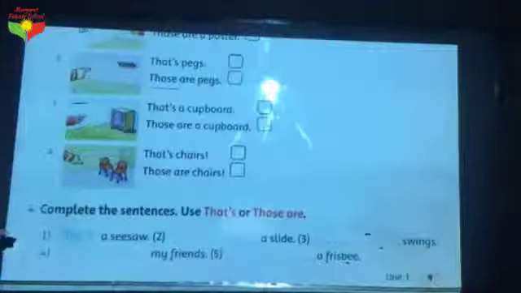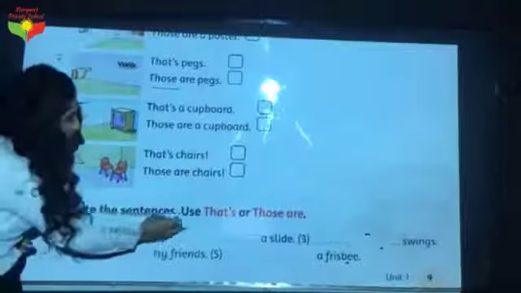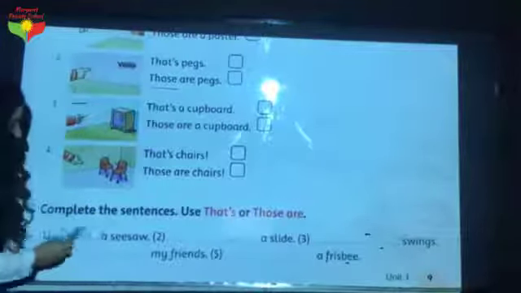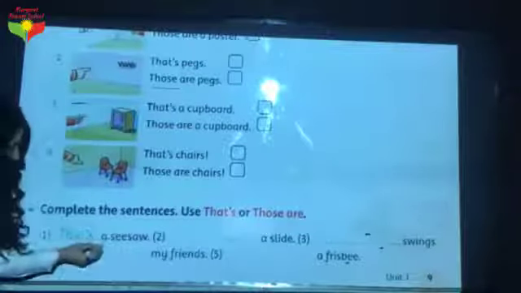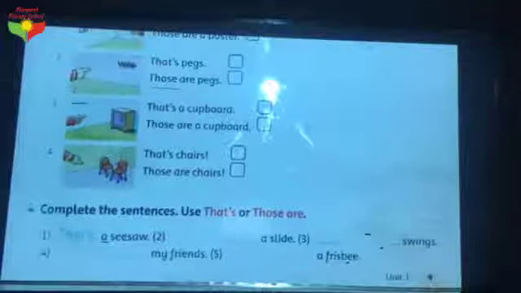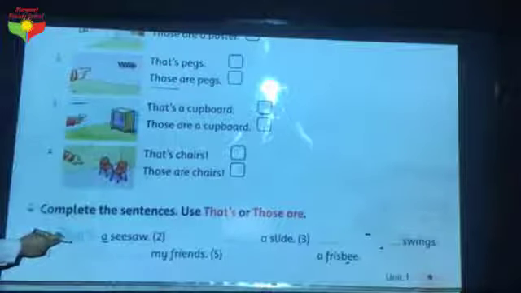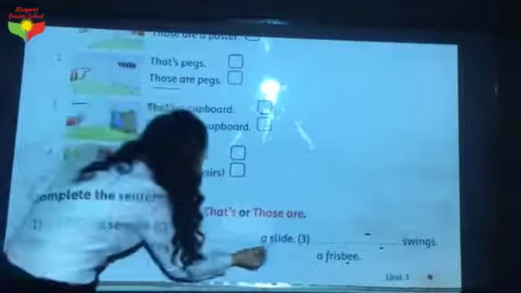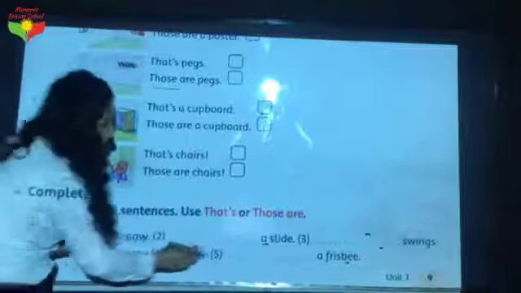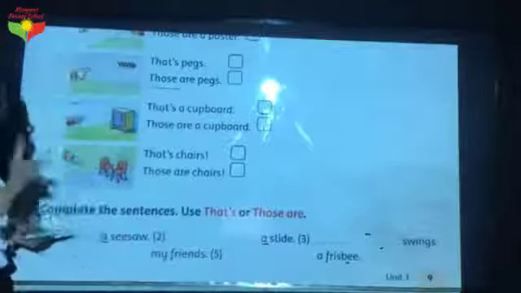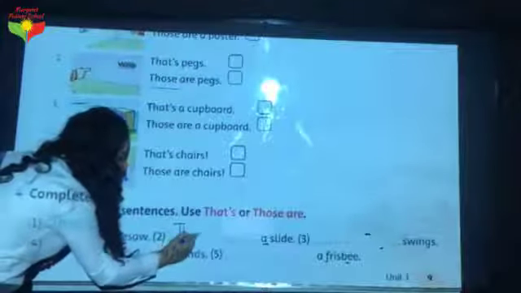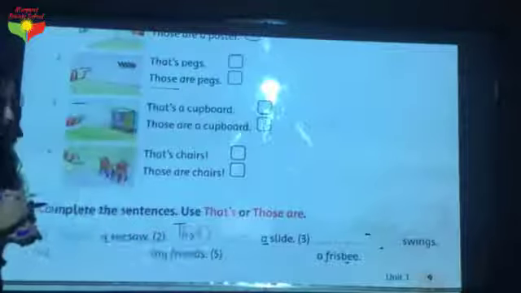Okay, now look at this exercise. Complete the sentences. Use that or those are. The first one. A seesaw. This means that we have only one seesaw. That is why we should write that. The first one was done. Let's go to the second one. A slide. It means that we have only one slide. That is why you should write that in this space.